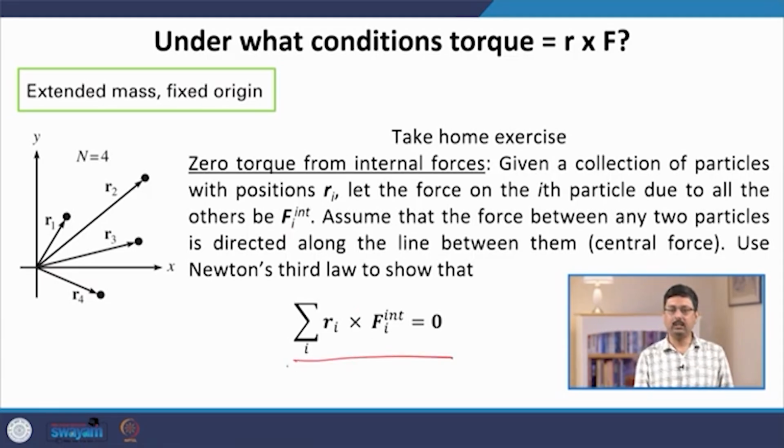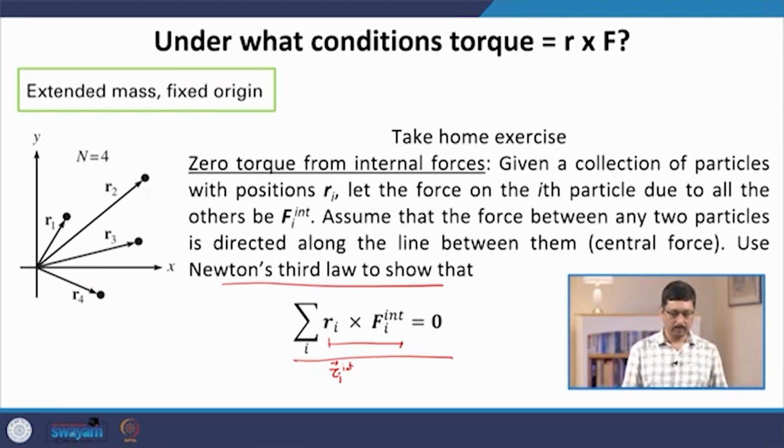For each particle this term is non-zero. If you calculate r1 cross F1 internal, it will be non-zero, and likewise for r2, r3 and r4. But if you add this term up, let us call it tau 1 internal, where tau represents torque, then tau 1 internal plus tau 2 internal plus tau 3 internal plus tau 4 internal will be 0. This is a consequence of Newton's third law.